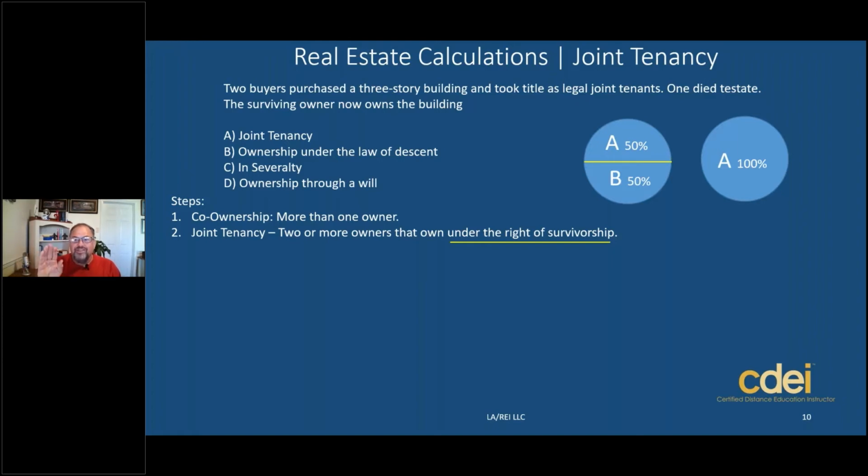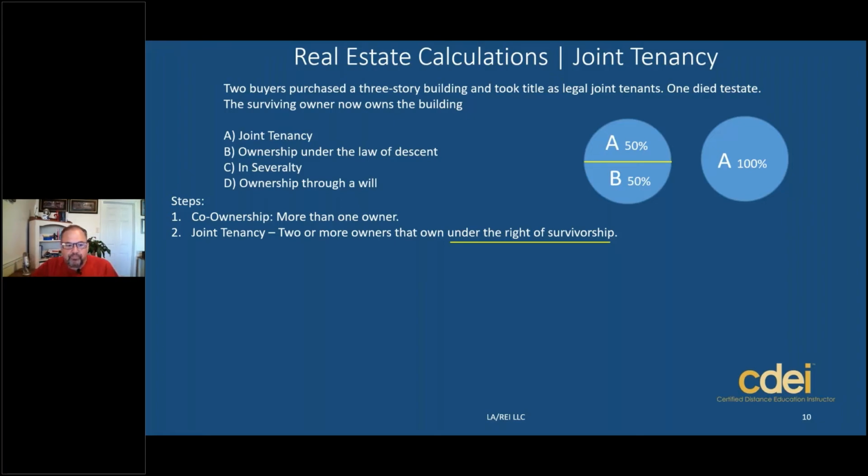And again, here's a play on words. And we're going to look at this a little bit later. One died, testate. So let's go back and use the example here. Under the right of survivorship, A and B, two buyers, purchased a 3-story building. They took title as legal joint tenants. In this example right here, one died, testate. In other words, B died. Testate means B had a will. Okay, B had a will, which means it was going to someone else. But the law under the right of survivorship trumps a will for his interest in this case, and A, who's the surviving member, absorbs that 50%. So nobody else gets it, even if there was a will. So you have to watch that play on words. A and B own 50% each. B dies, again testate with a will, but A gets 100% ownership, and basically absorbs 50% of B's ownership.